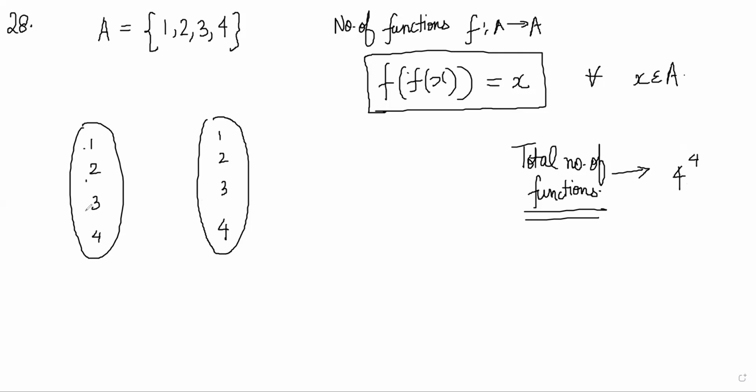You have to cover all of these, right? All of these have to have some outputs, right? So the first one can have 4 outputs. It can have 4 outputs. It can have 4 outputs. It can have 4 outputs. So total number of functions is 4 power 4.